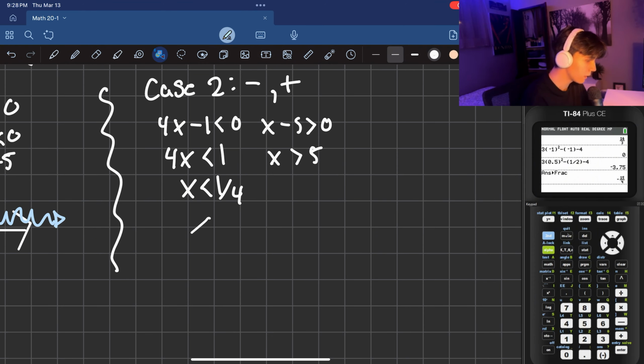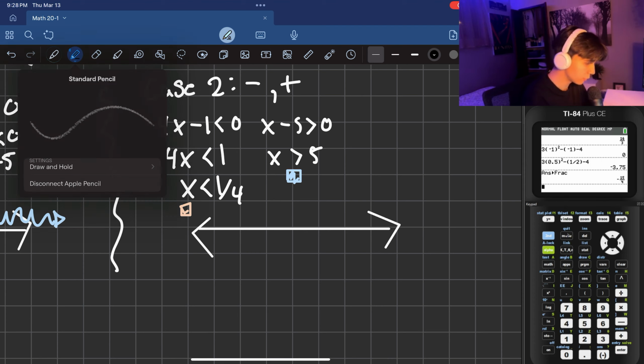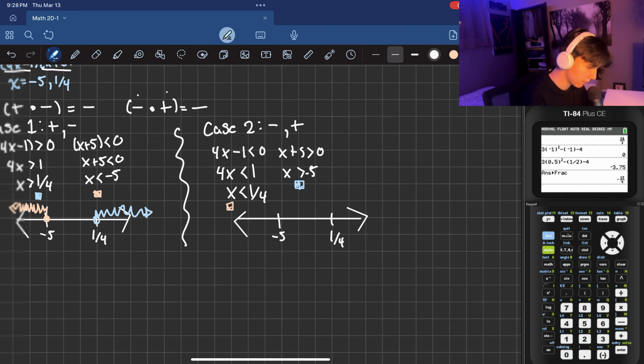So now we're going to make our second number line here to express the other inequality. So I'm going to represent this one as blue and the other one as orange. So draw out your number line. Make sure your smaller number is going to be on the left. So you have -5 and you have 1 over 4.